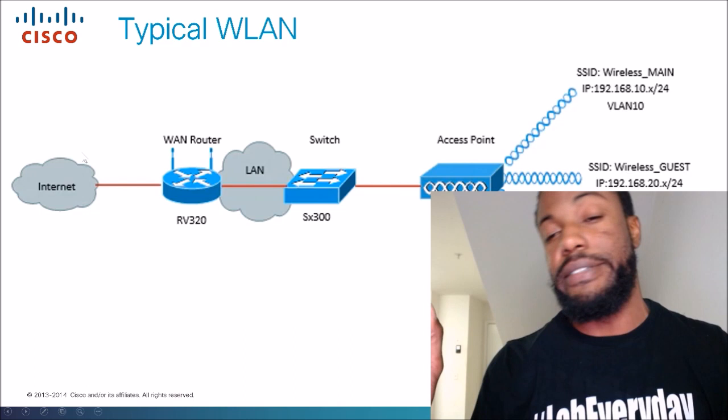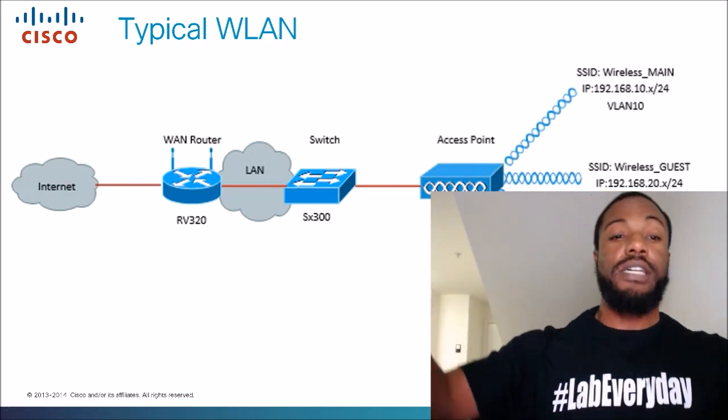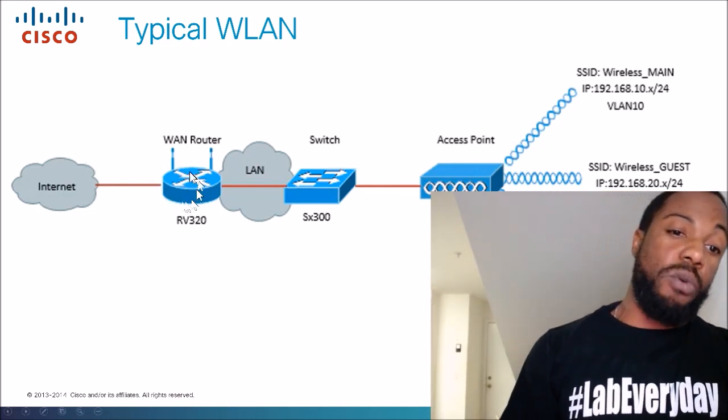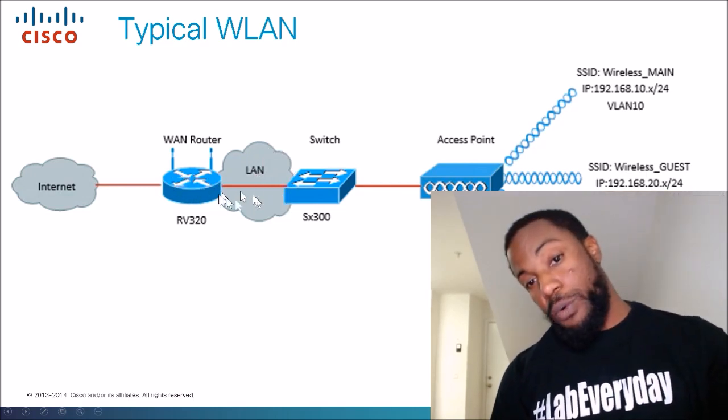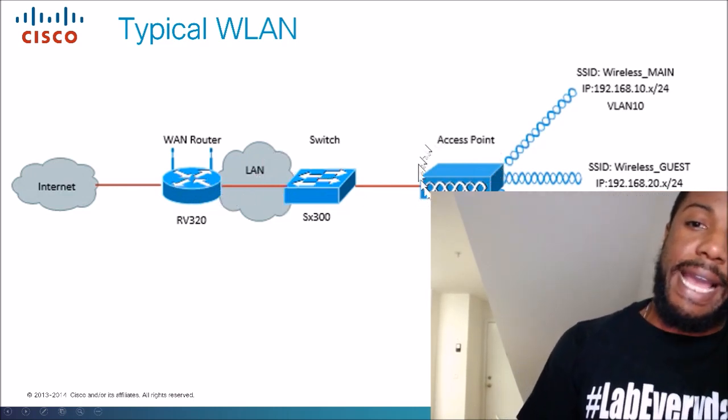It's not really a cloud, but we refer to the internet as the cloud. Then we've got the wide area network router. This is the local area network. This is the switch, and this is what we came to talk about, that access point right here.